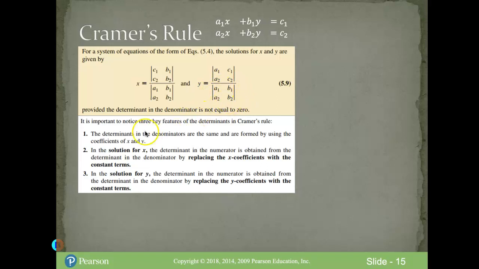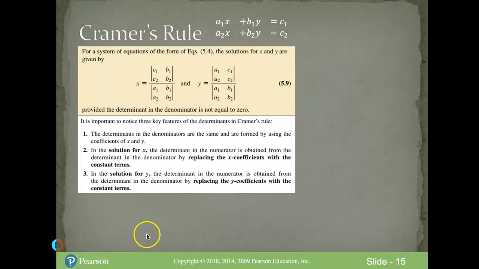In the solution for x, the determinant in the numerator is obtained from the denominator determinant by replacing the x coefficients with the constant terms. So instead of a1, b1, a2, b2, these x coefficients are replaced with these c constants. It's now c1, b1, c2, b2, as you see right here. And something similar happens for y. Its determinant is formed or obtained by replacing the y coefficients with the constants. Those y coefficients were b's, and notice now they are being replaced with constants, c's.